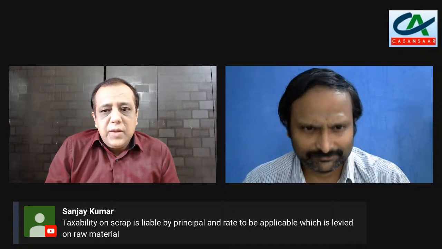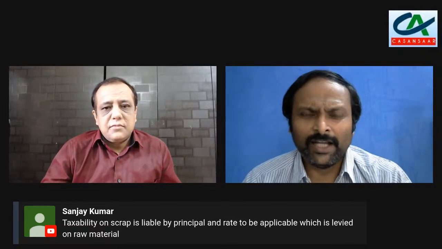Another query is there. Taxability on scrap is liable by principal, and is the rate applicable the one levied on raw material? It is not necessarily the rate on the raw material, because as I said earlier, if it is a scrap of steel, both will have the same rate. But in some cases of plastic items or paper for that matter, paper generally is exempted, but paper scrap is taxable. So accordingly, we'll have to find out whether the taxability arises or not.